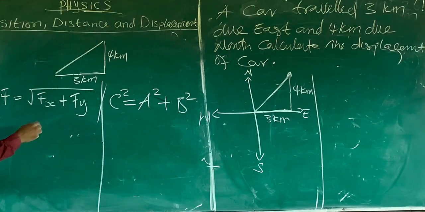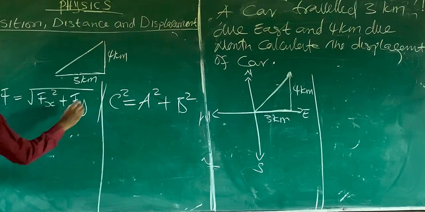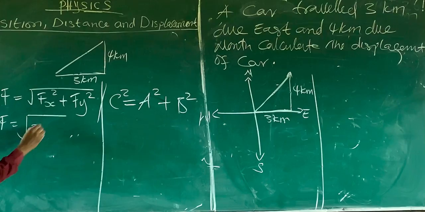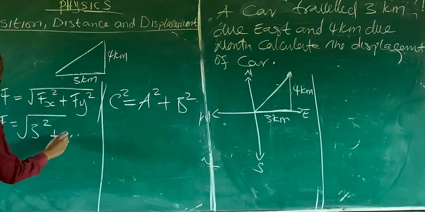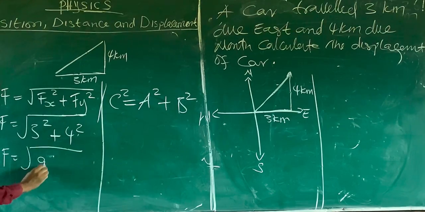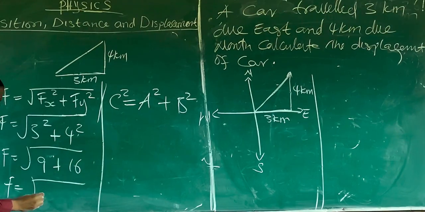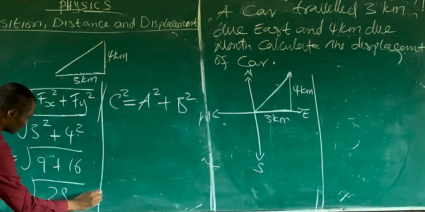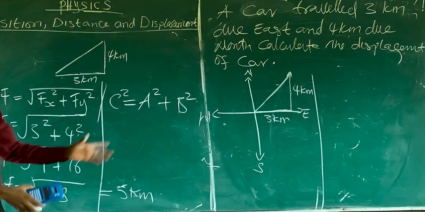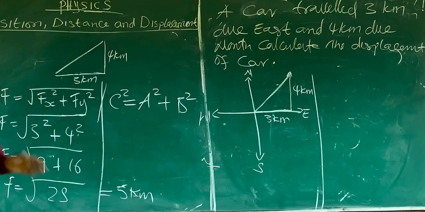Now, if we try, I think this one we have square and square. Let's use the 2 and see what we will arrive at. Alright? So let's say F is equal to 3 raised to the power of 2 plus 4 raised to the power of 2, which will give you F is equal to the square root of 9 plus 16, which is the square root of 25, which is 5 kilometers. If you use this same formula, you will get the same answer. Are you still there? You can try that.